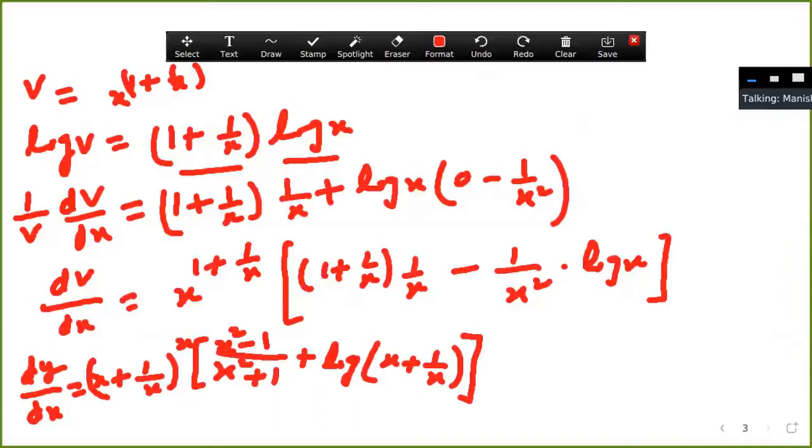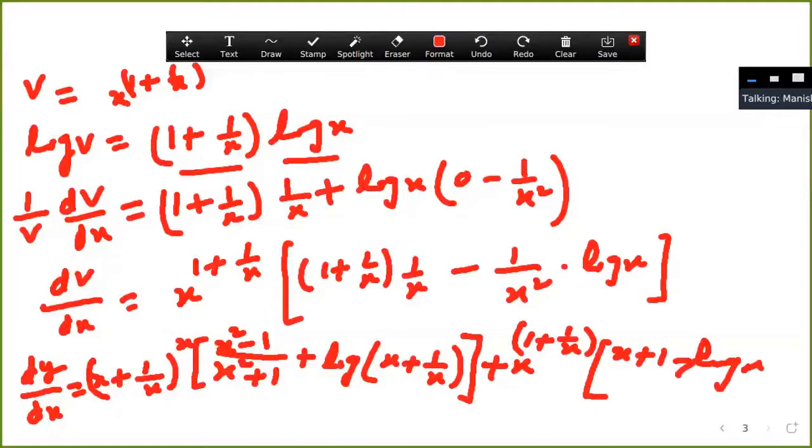And now what is dv upon dx? It is in the above step, that is plus sign, x to the power (1 plus 1 upon x), this is in power like this, and into, when I solve it, it comes out taking LCM, this is (x plus 1 minus log x) upon x square, after taking LCM, x square. This is the answer of the question.